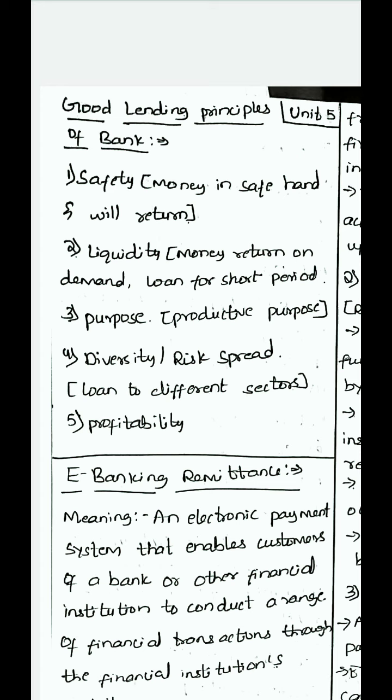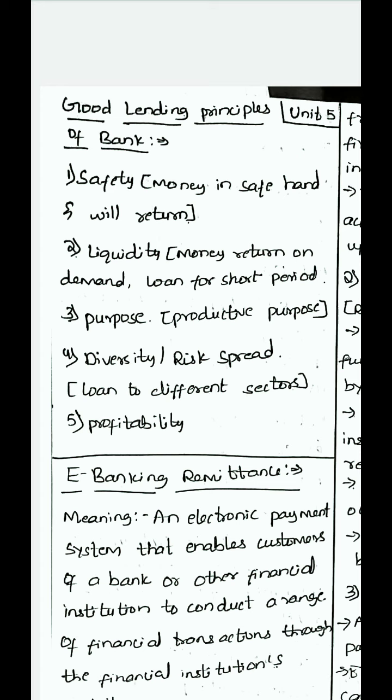The next is liquidity. The banker should realize that he is lending a loan for a shorter period of time, and the money should return to him on demand. The next is purpose. The purpose for which he is lending the money should be productive. The customer should use it for a productive purpose.